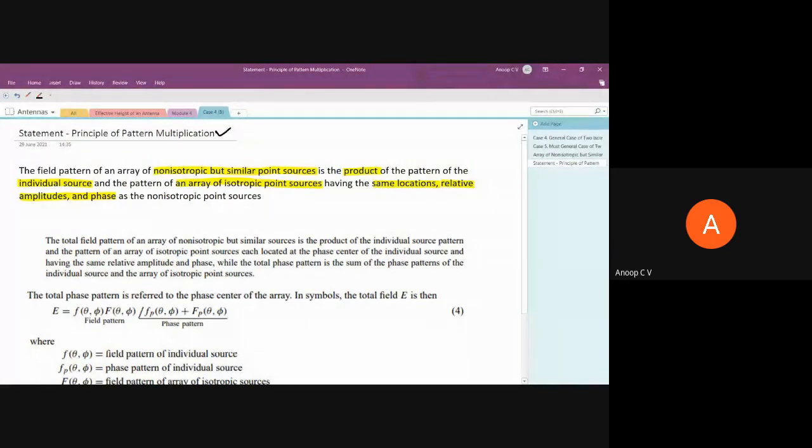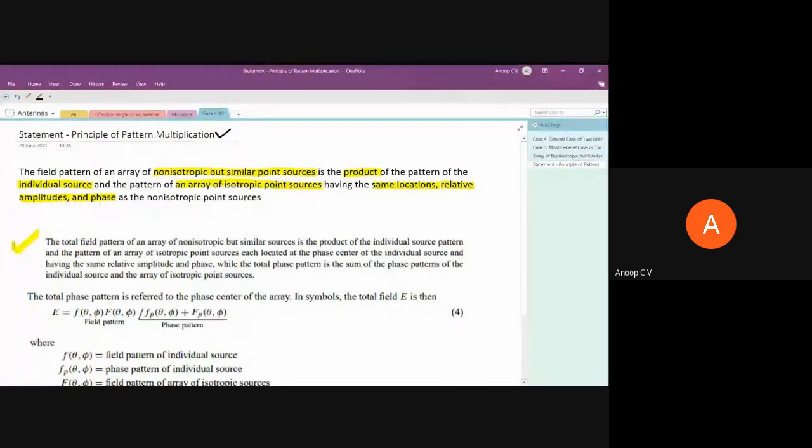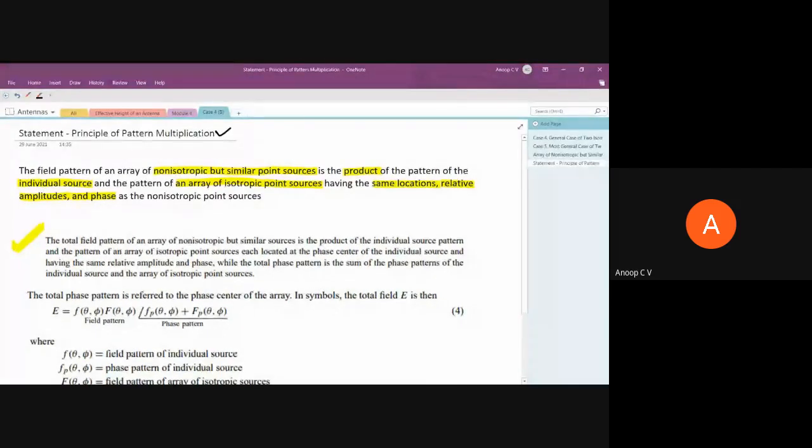Either you will be asked to write short note on principle of pattern multiplication, then you should write this. So the next one is actually a more general one. We'll come to that. Before we come to more general one, we'll see one more example. So all of you, please take it down.